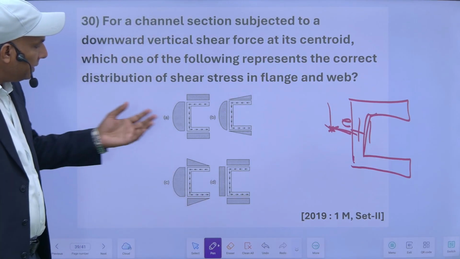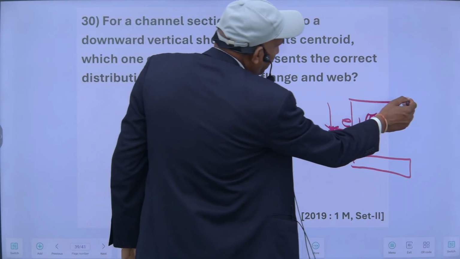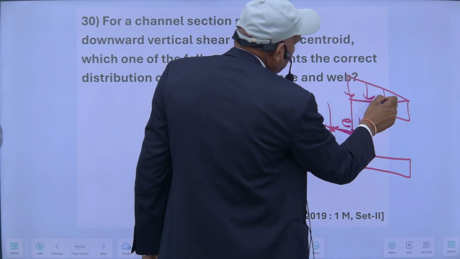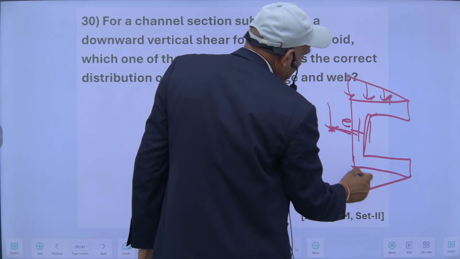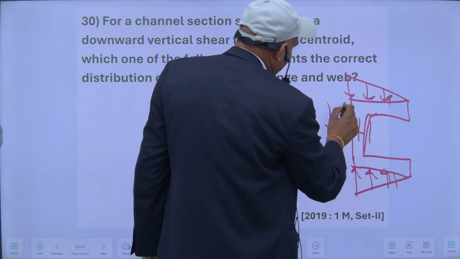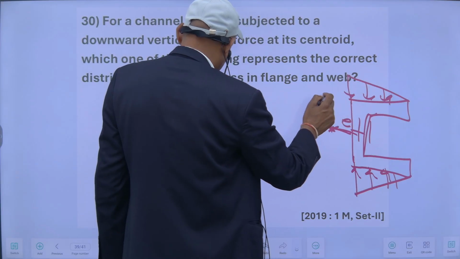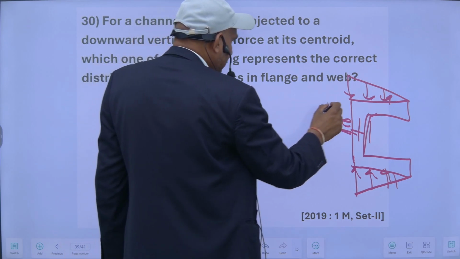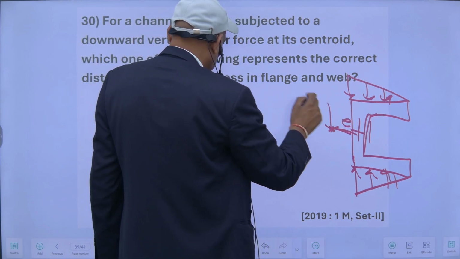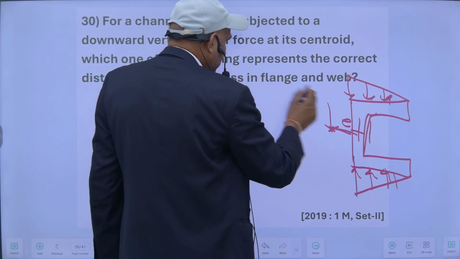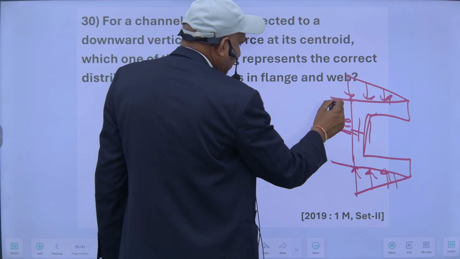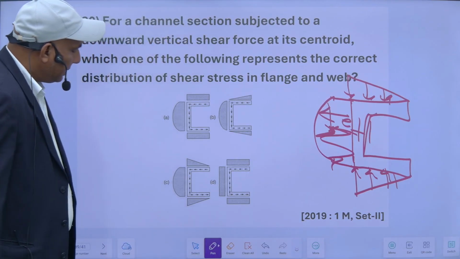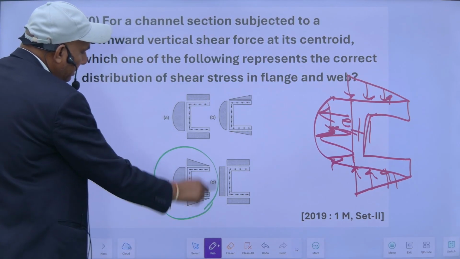So shear flow in this case of channel will be like this. It will be 0 here. Similarly, for this section, it will be like this. So in this case, this C is the right option.